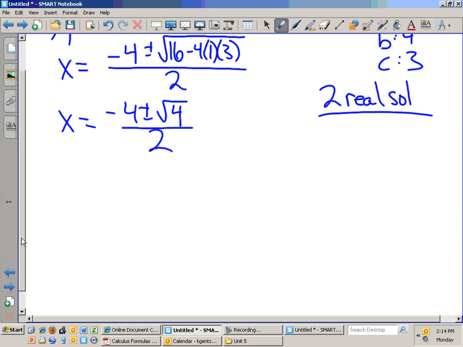What's the square root of 4? 2. So now I'm going to actually identify what the solutions are. I have negative 4 plus or minus 2, divided by 2. And now I carry that out. What's negative 4 plus 2? Negative 2 divided by positive 2 is negative 1, so that is one solution. And the other solution, what's negative 4 minus 2? Negative 6 divided by 2 is negative 3. So there are my two solutions, negative 1 and negative 3.